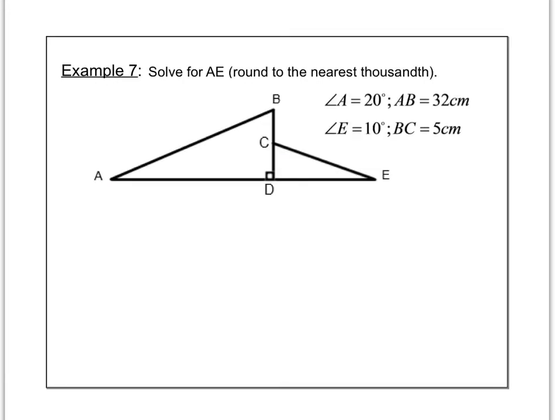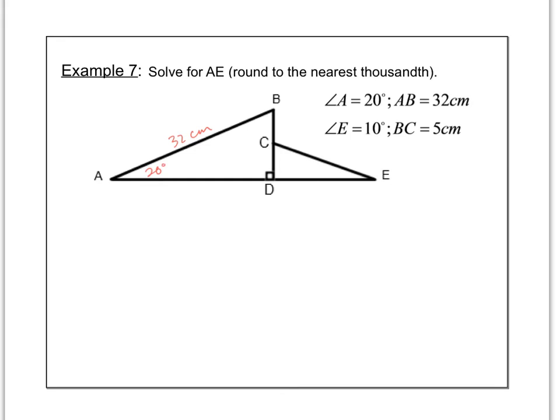All right, people, we're almost done. We're on the last one, example 7. Let's start by labeling everything that they give us here. They give us angle A is 20. So this is 20 degrees. They give us A to B is 32 centimeters.